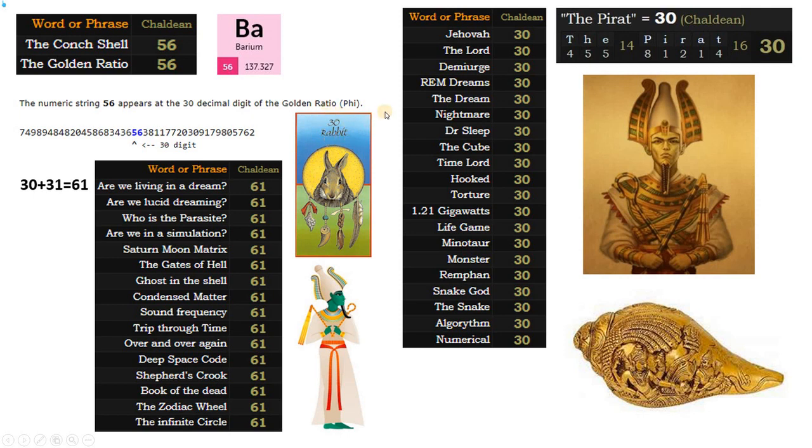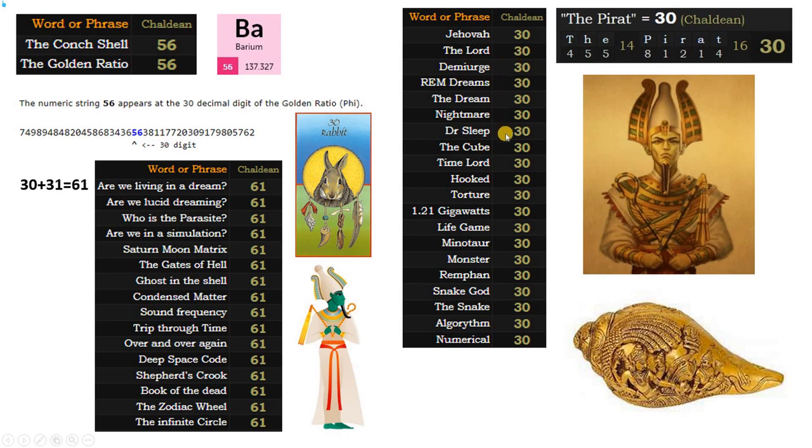Then we had the following words: Jehovah, the Lord, demiurge, REM dreams, and this notion of REM dreams is very important. This state of being asleep and linked to the god of sleep, of course. The dream. We have the cube of Saturn, the Time Lord. I already went through those numbers when we saw sleeping God was 113, and 113 was the 30th prime number, and so this 30 is very important.